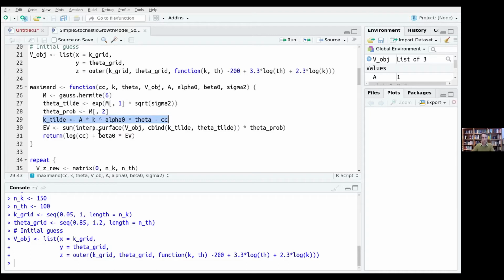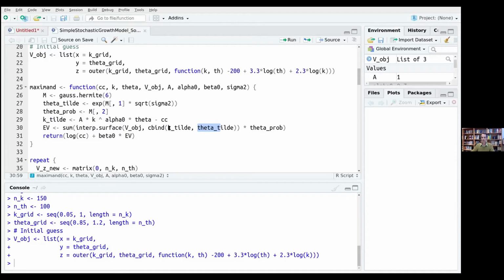And then I think the most difficult part is really computing the expected value of the continuation value, the expected continuation value. How do we do that? Well, we use this bilinear interpolation command, which has 2 arguments. The first argument is the current value function object. That's the one we defined up here. It is the object that we want to interpolate. And then we need the point where we want to evaluate that. And the point where we want to evaluate that is k tilde, theta tilde.